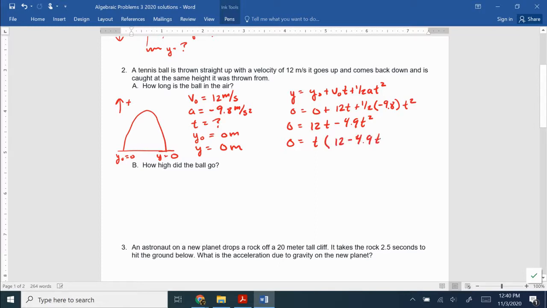This is basically factoring, right? So this equation would be equal to 0 when t equals 0, which would correspond to when the thing starts, and also when this second part is true. So 0 is equal to 12 minus 4.9t, 4.9t is equal to 12, t is equal to 12 divided by 4.9. It's going to give you 2.5 seconds.